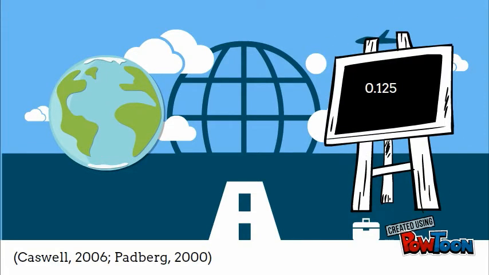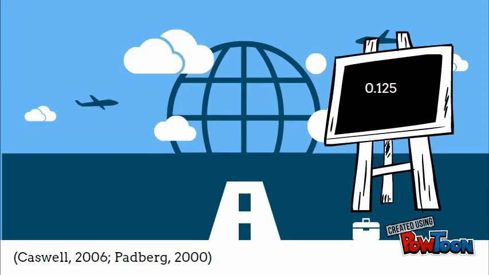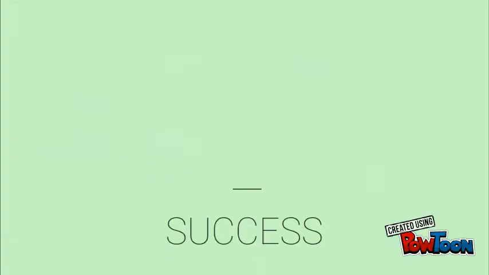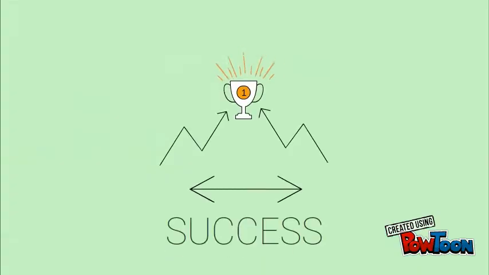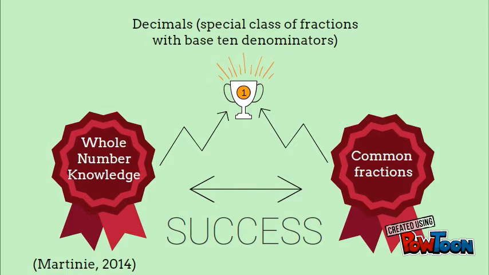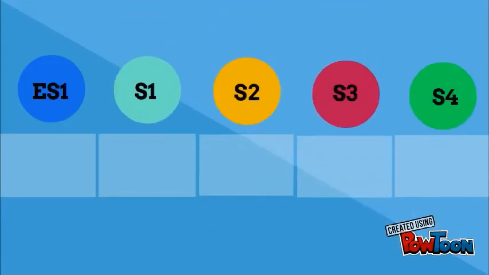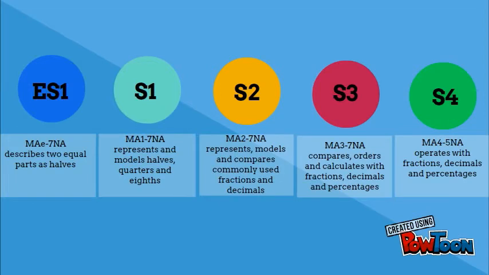As teachers, we need to employ multiple teaching strategies to ensure that students can understand and process decimal fractions in multiple ways. Students' conceptual understanding of decimals emerges from their whole number knowledge. Decimals are a special class of fractions with base 10 denominators that merge whole number knowledge with common fractions. As students progress from early stage 1 to stage 4, they learn to represent decimal fractions in multiple ways to develop a conceptual understanding before performing operations.